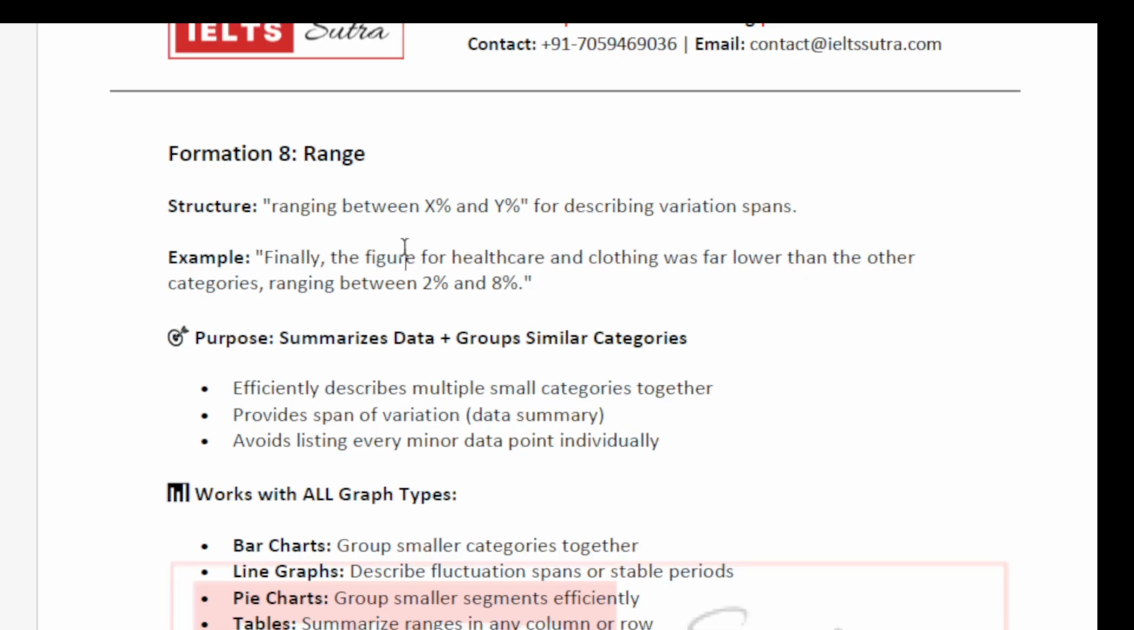So in this case, as you can see over here, what is happening is that we are summarizing the data, and we are not mentioning each and every value. We are just mentioning the lowest point and the highest point, that's all. So the value for healthcare and clothing is going to be in between 2 and 8%, right? So you can effectively deal with all the insignificant figures using this formation.